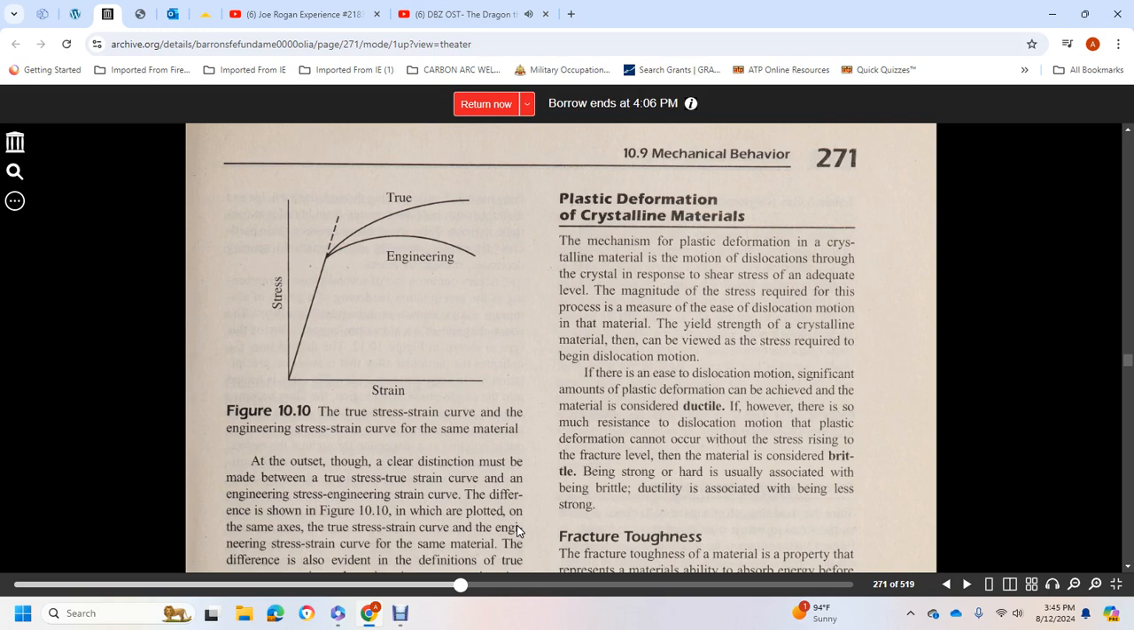If, however, there is so much resistance to dislocation motion that plastic deformation cannot occur without the stress rising to the fracture level, then the material is called brittle. Being strong and hard is usually associated with being brittle. Ductility is also associated with being less strong.